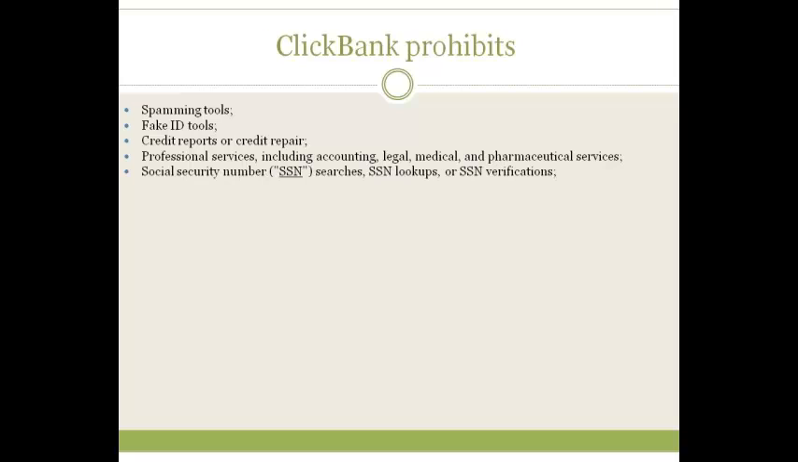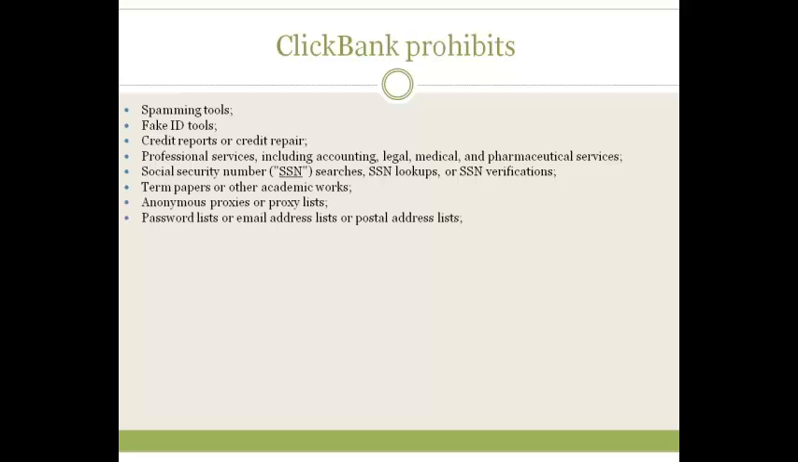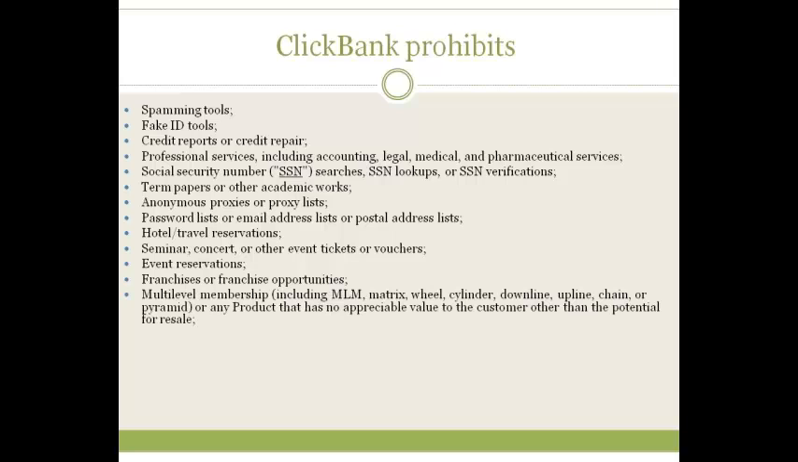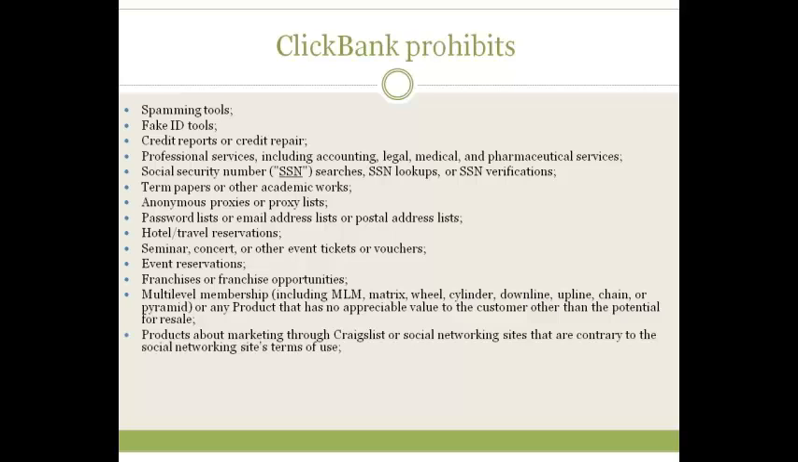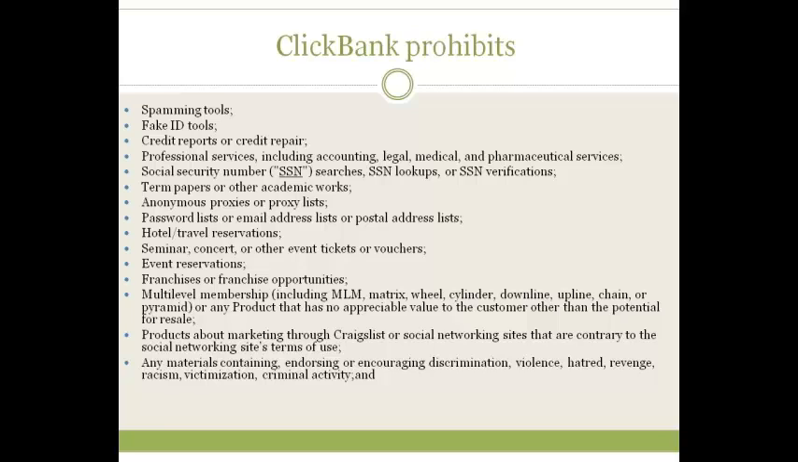Social Security number searches, term papers or other academic works, anonymous proxies, proxy lists, password lists, hotel and travel reservations, seminar tickets, vouchers, event reservations, franchises, franchise opportunities, MLM-type stuff, basically pyramid stuff, products about marketing through Craigslist or social networking sites, social media-type stuff, any materials containing and endorsing discrimination, violence, hatred, revenge, racism, victimization, criminal activity, and any other category Clickbank decides to prohibit.